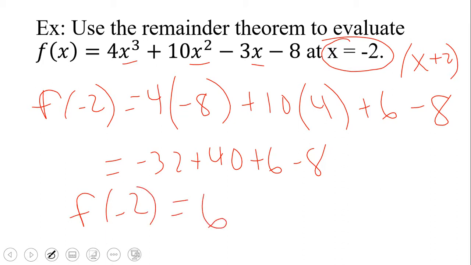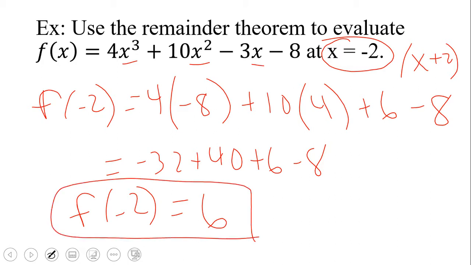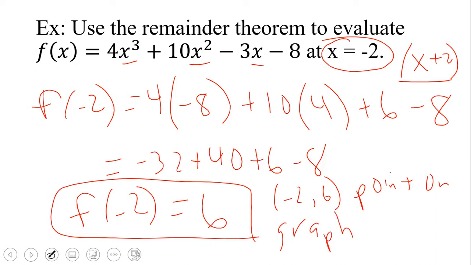And according to the remainder theorem, the fact that f of negative 2 equals 6 means that if I were to perform synthetic division by x plus 2, the remainder would in fact be 6. A couple of things that this tells us. Negative 2 comma 6 is a point on the graph of f of x. It also tells us that x plus 2 is not a factor of this polynomial. We know that this is not a factor because it's 6 and not 0. Any remainder other than 0 means that it is not a factor.